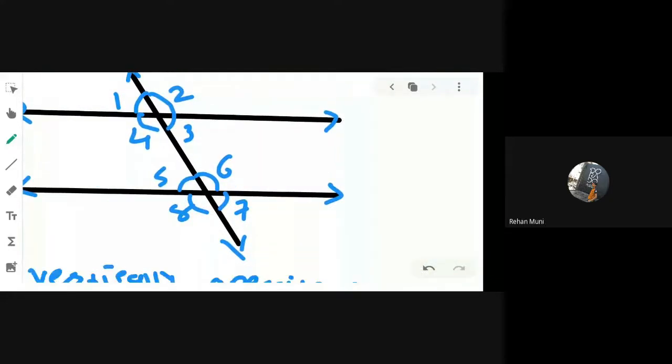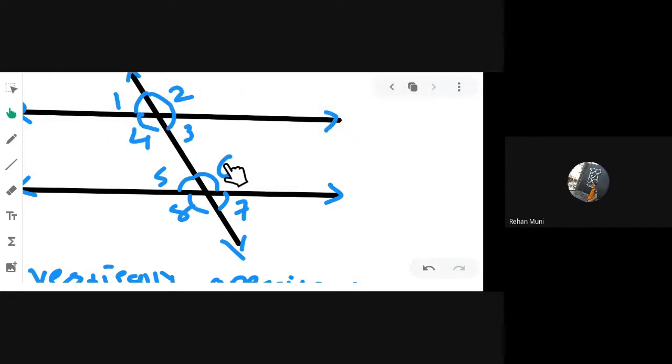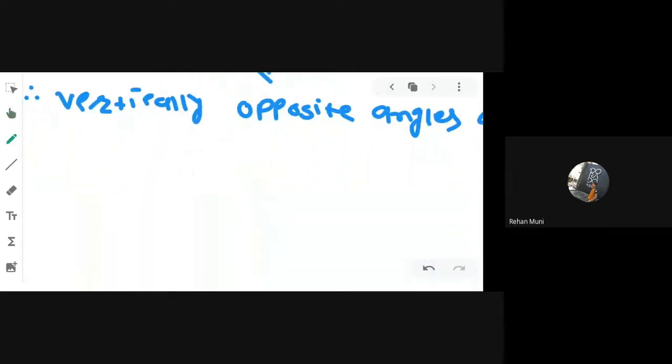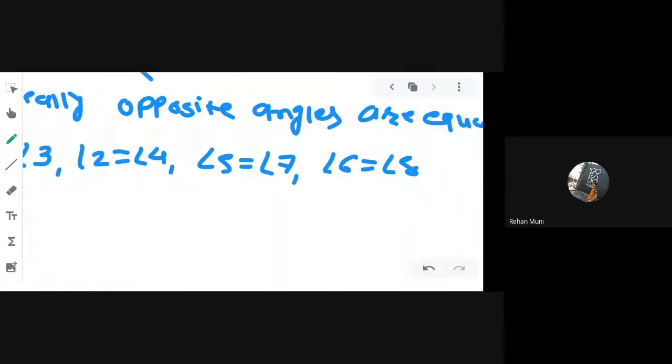Now you can see there are lots of vertically opposite angles. Angle 1 and 3 are vertically opposite angles, and equal. Angle 2 and 4 are vertically opposite angles, also equal. Angle 5 and 7 are vertically opposite angles, and then angle 6 and 8 are also vertically opposite angles. So angle 1 is equal to angle 3, angle 2 is equal to angle 4, angle 5 is equal to angle 7, and angle 6 is equal to angle 8.